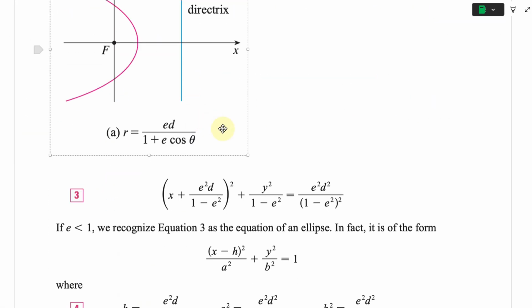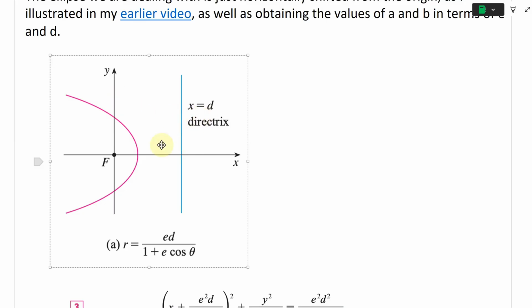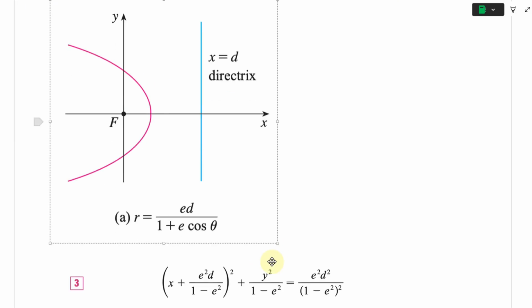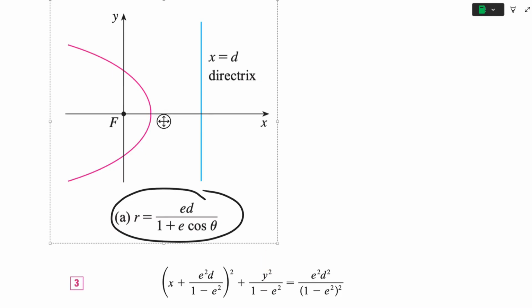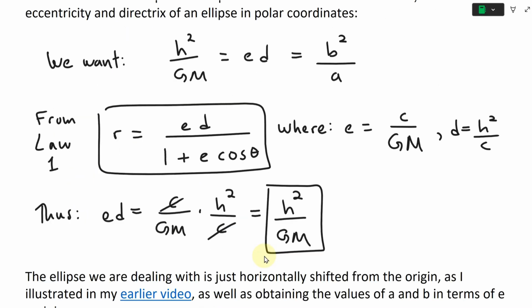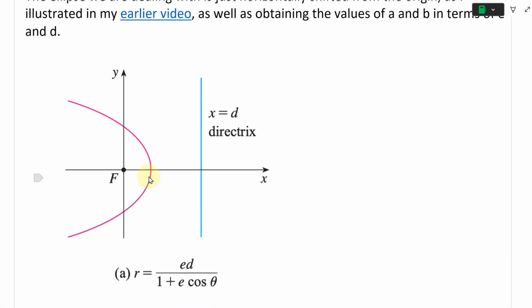So from my earlier video, here are screenshots from my calculus book, just neater than my writing there. Recall that if we had this equation, r equals ed divided by 1 plus e cosine theta, and again that's what we derived for the planet around the sun, where F is the focal point, the focus, and that's where the sun is. So I'll just draw the sun there. All right, so that's the sun. And then the directrix is on the side here, x equals d, the directrix, and that is the d part right here.